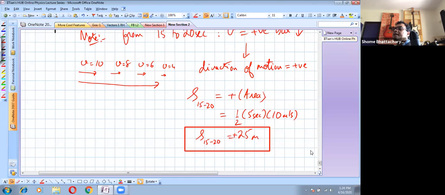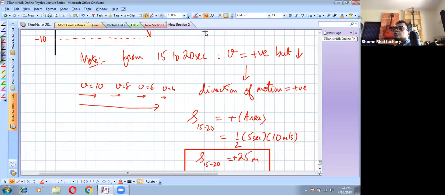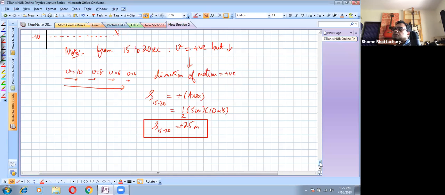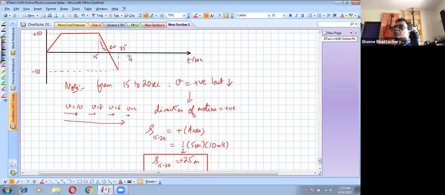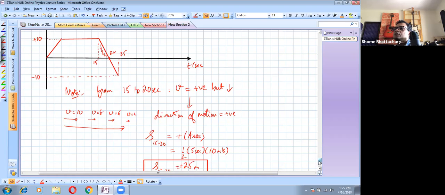Okay. Now likewise, while you're just absorbing this information, think yourself what is happening in the next 5 seconds. We'll come to the whole thing later, 15 to 25. But just analyze what's happening from 20 to 25. And you realize what I'm talking about. Now from 20 to 25, the velocity has become negative actually. So what is the direction of motion? It's along the negative direction. So the displacement has become negative. Alright, so that is the thing to catch in the question.